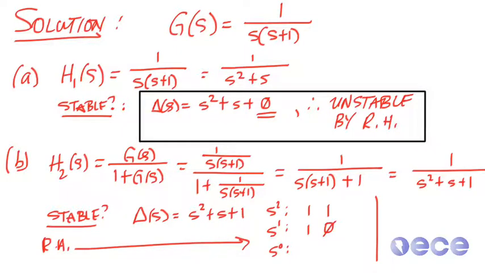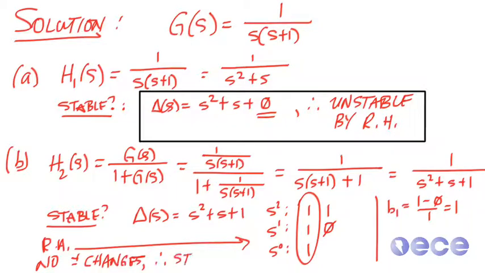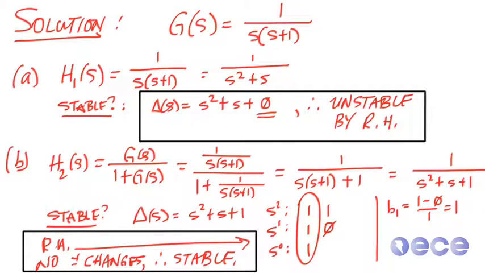So now we need to calculate b1, which is our s to the 0 term. So we calculate b1 as 1 times 1 minus 1 times 0 over 1. That's just going to give us a value of 1. So if we now look at the left-hand column, they're all positive. So we have no sign changes. Therefore, the system is stable because there are no poles in the right-hand plane. So that's the solution to the quiz.